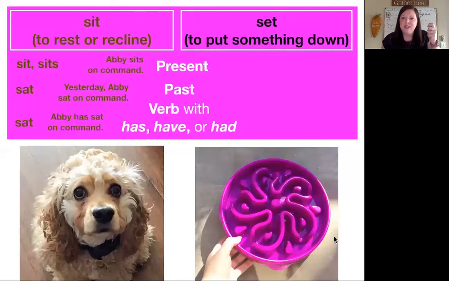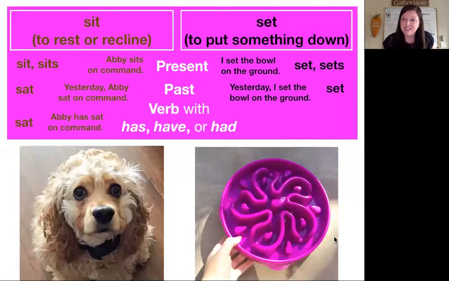And I have to set that bowl down. That's my job. Set means to put down something or to put something down. The bowl is not taking a nap. It's not resting or reclining. The present tense is set or sets. I set the bowl on the ground. The past tense is set. Yesterday, I set the bowl on the ground. And the verb with has, have, or had out in front is also set. Many times, I have set the bowl on the ground. Sit means to rest or recline. Set means to put something down.